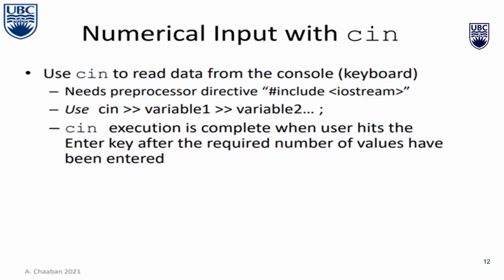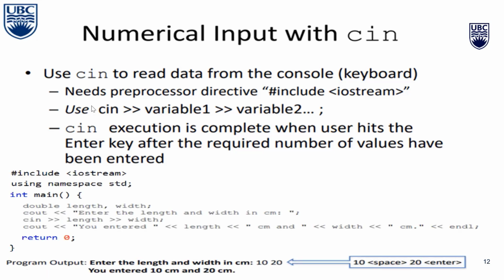So by using the cin object, you are asking the user to enter through the keyboard the value of a predefined variable. So don't forget to declare the type of this variable at first. Here we are asking the user to enter the values of predefined variable 1 and variable 2. Cin execution is complete when the user hits the enter key after the required number of values have been entered. Let's understand the operation of cin object through this example.